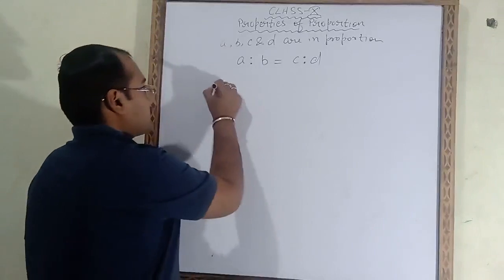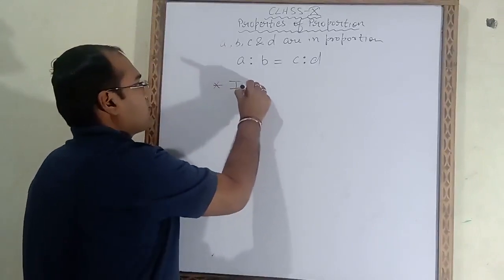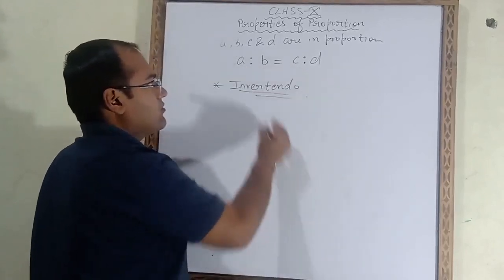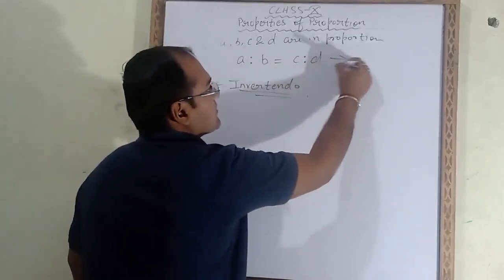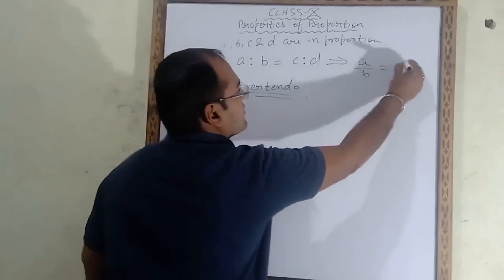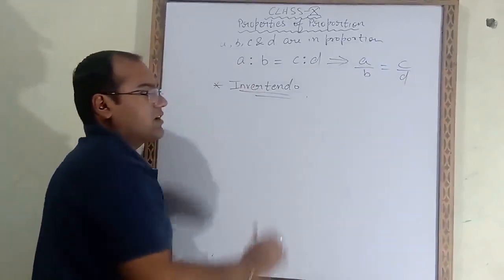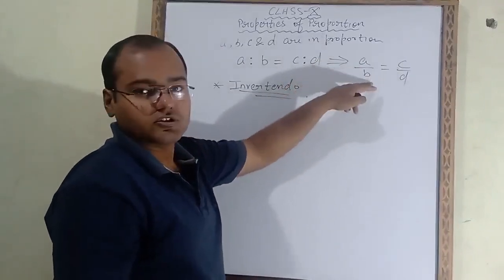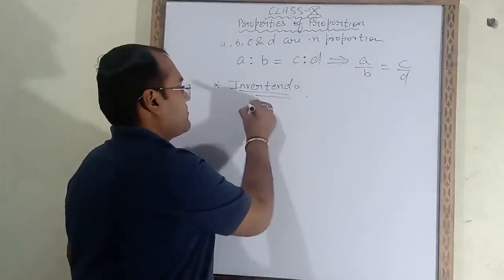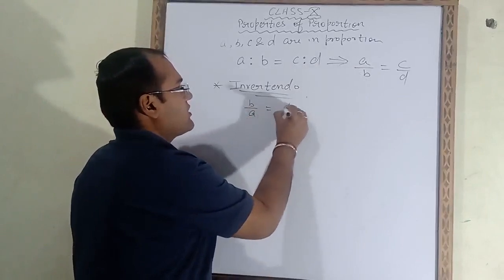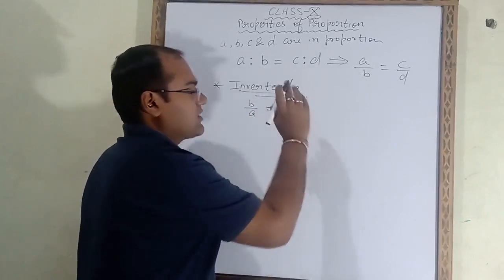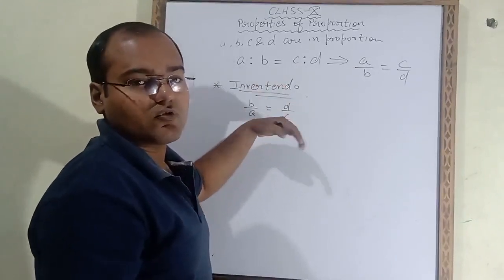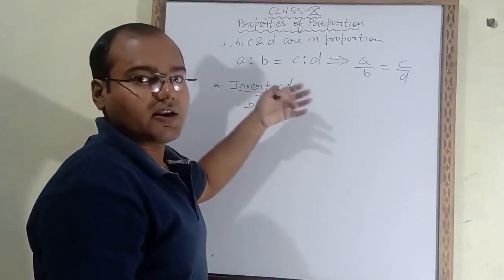First property is invertendo. In invertendo, what do you have to do? This is A upon B is equal to C upon D. So in invertendo, we will take the reciprocal of these two ratios. A ratio B is given. What will we write here? B upon A is equal to D upon C. So this is the first property. First property is invertendo. In invertendo, we have to invert. Invert means we have to take the reciprocal.